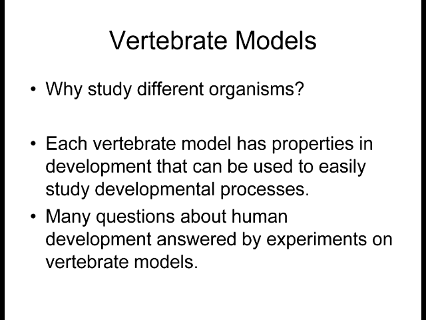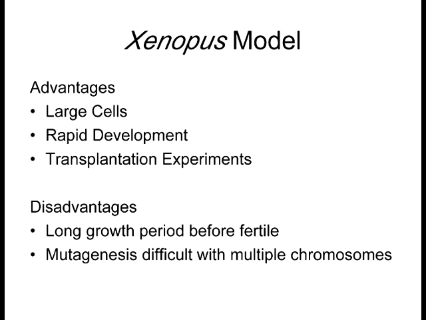So the first thing we're going to talk about is the advantages and the disadvantages, just like we talked about before with the invertebrate models, on why we use them for various purposes, and then, of course, what we learn from each one of them. So that's really what we're about. We're answering the human questions of development. So let's start with the Xenopus.